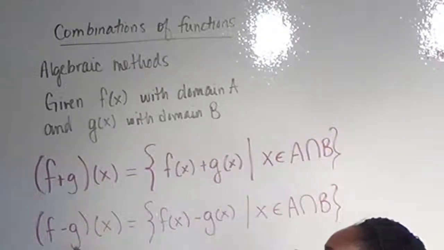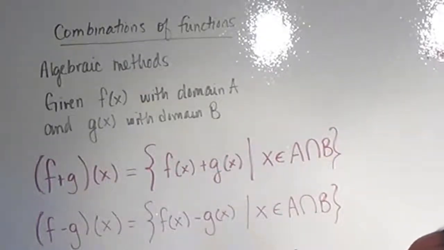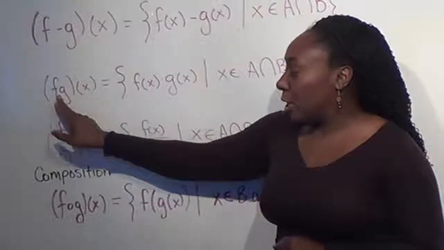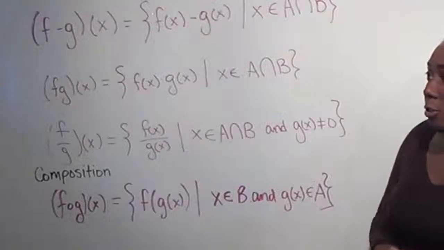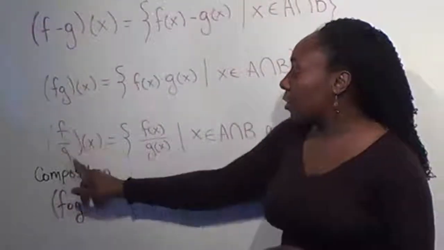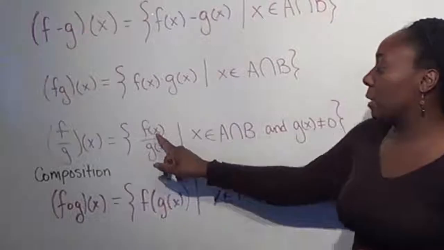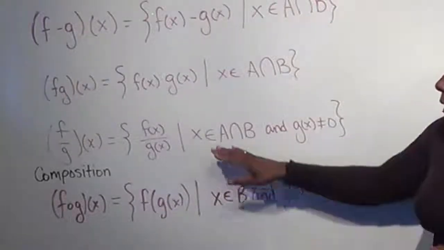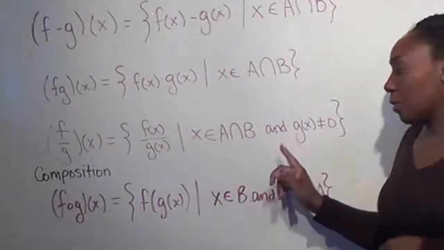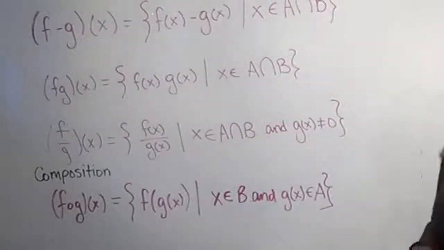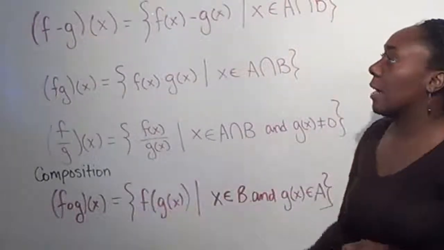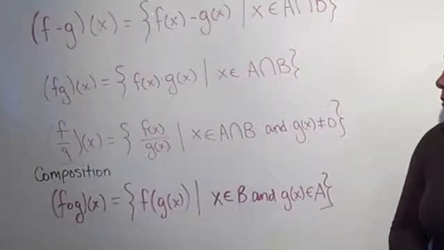Okay? f minus g is going to be found by taking f of x minus g of x, again for all x's in the intersection of A and B. For fg, this is going to be f of x times g of x for x's in the intersection. And for the division, f over g of x, it's going to be f of x divided by g of x, again where they're in the intersection, but also with the additional requirement that g of x does not equal 0.